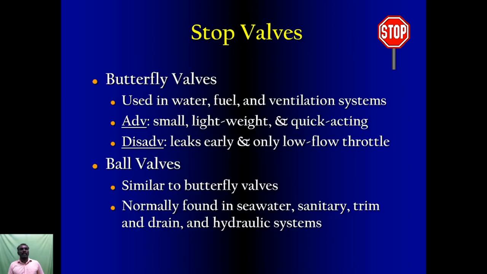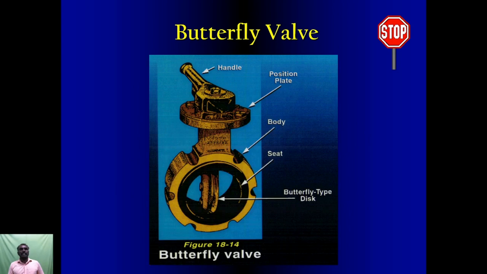Next, stop valve. Butterfly valves, used in water, fuel and ventilation systems. Advantages: small, lightweight and quick acting. Disadvantages: leaks easily and only low flow throttle. Ball valves, similar to the butterfly valves, normally found in seawater, sanitary, trim and drain and hydraulic systems. This is a schematic diagram of butterfly valves. The construction: we have handle, position plate, body, seat, butterfly type disc.